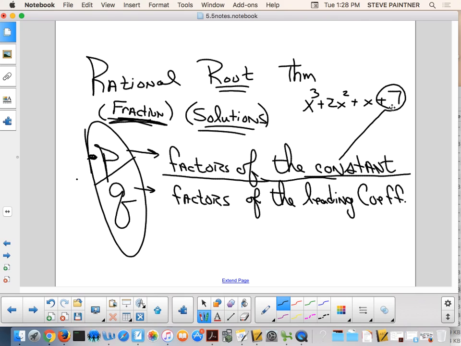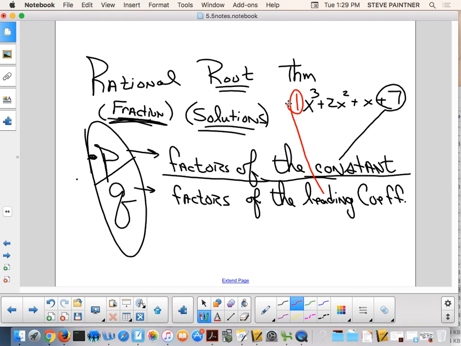What's your leading coefficient? X cubed is your leading term. Your leading coefficient is 1. So what you're going to do is write all the factors of 7 on top, all the factors of 1 on the bottom, and then make a list. These could be my answers. And once you have a list, your job is to go find the answer.